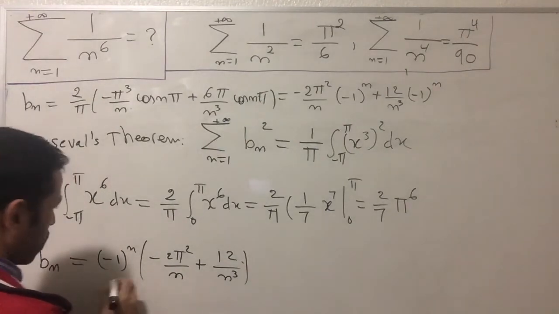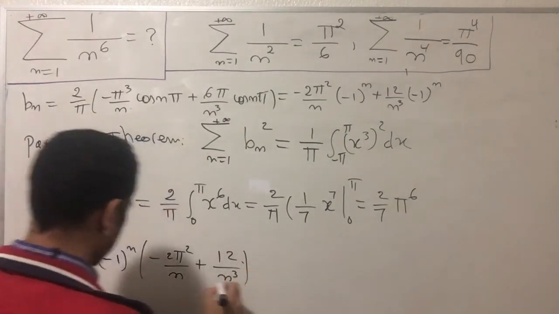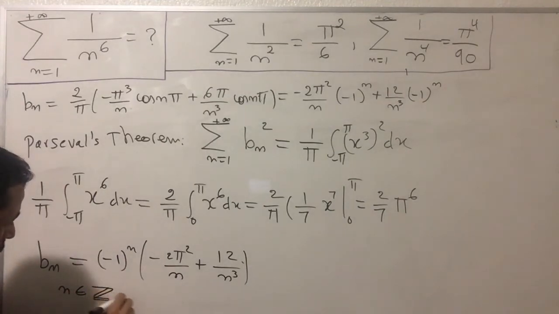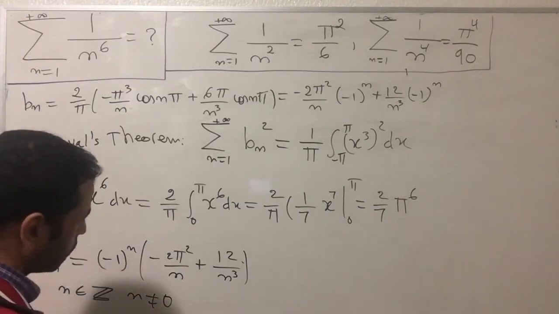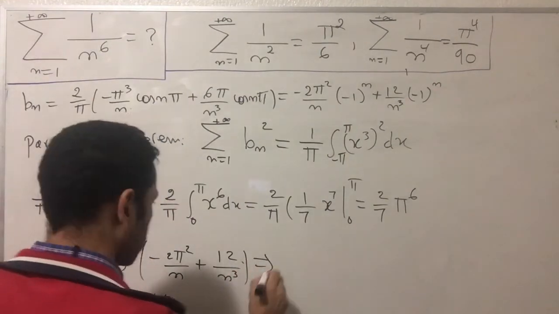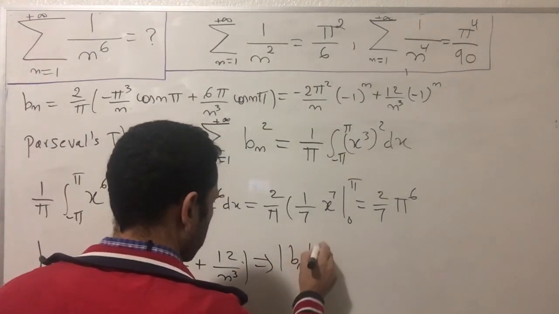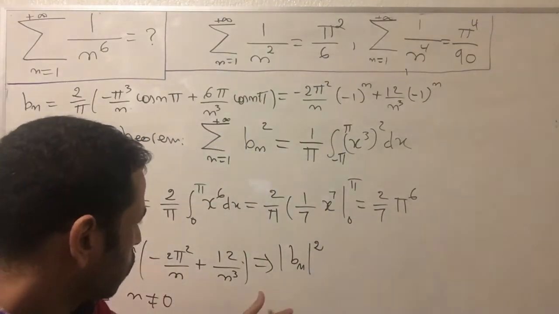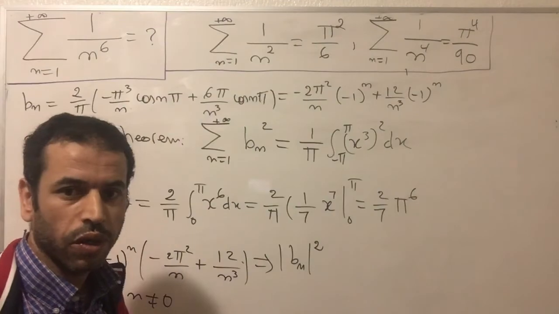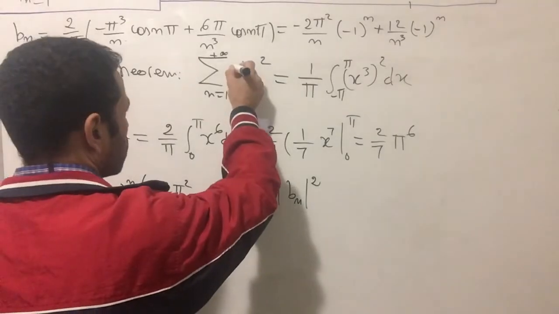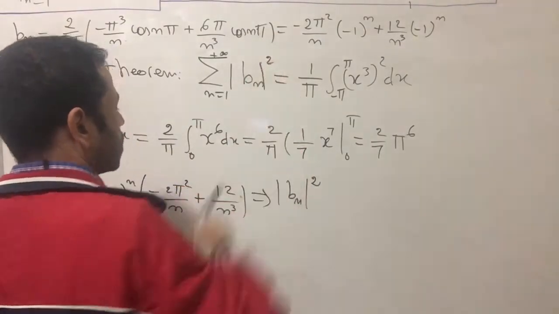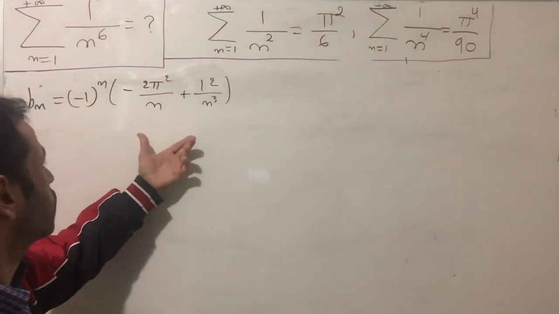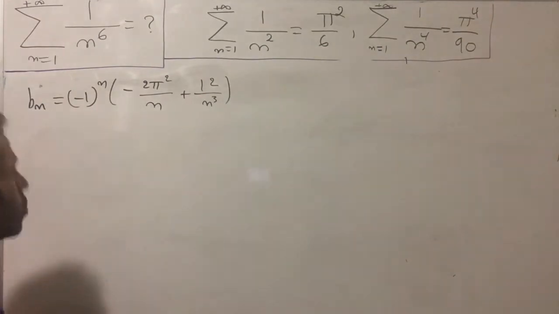So as you see here, n is a natural number, n is different than 0. So this implies b sub n, because we're taking the absolute value for b sub n. The absolute value always comes with the absolute value. In the last board I was working on the Parseval theorem and came up with these results.